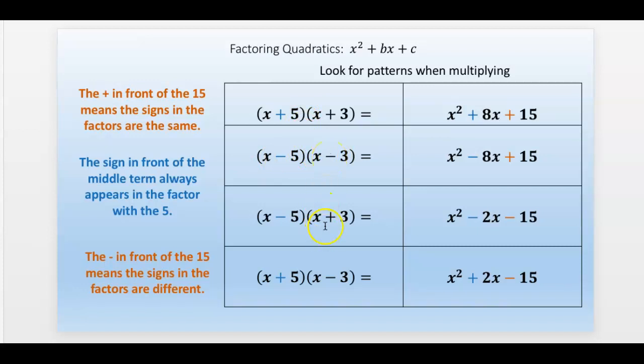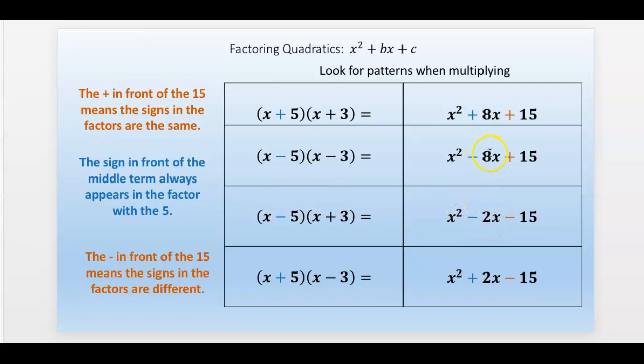Let's look at number 3 here. Again, negative 15. So the signs are different. You see that? The signs are different. And the one on the bottom here, the signs are different. We have negative 15 because 5 times negative 3 is negative 15. The middle term, plus 2 or minus 2, always goes with the 5 because 5 is bigger than 3. And where did the 2 come from? 2 came from 5 minus 3 equals 2.